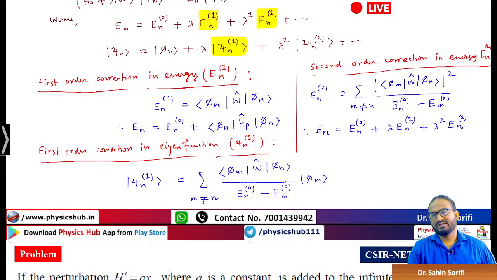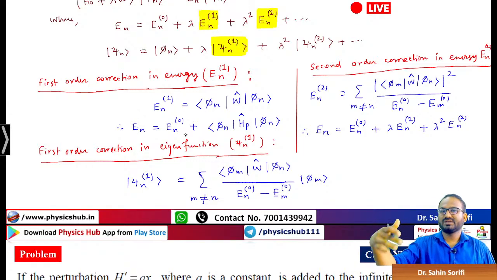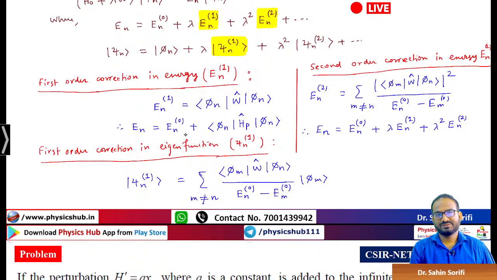So with the second order correction, this will be the energy. Obviously, this energy will give you a better result than this. The more and more correction terms you keep adding, the more exact an expression for energy you will get. Understood? So this is an approximate method. Perturbation approach is an approximate approach. You will not get the exact energy.